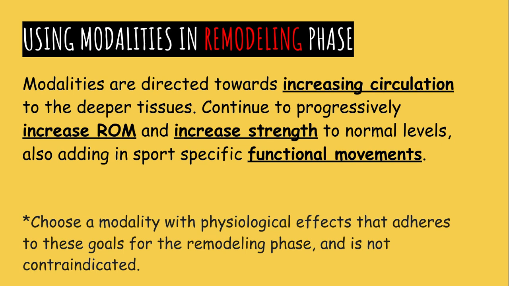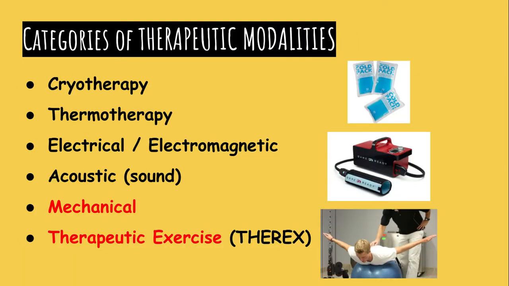And then the last one is your remodeling phase. So again, you're still trying to increase circulation, so that's where you probably want to use heat types of therapy. You're still trying to increase range of motion and strength. You're moving to more functional movements. And again, you're just making sure that you're choosing modalities that adhere to the phases and the goals you're trying to meet, and you're not using modalities that are contraindicated.